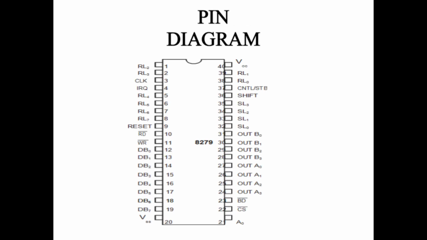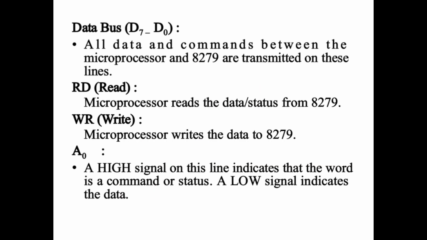So this is the pin diagram of the 8279. This IC consists of 40 pins, covering input, output, read, and write. Here, one by one, we describe the pins. Data bus D7 to D0: all data and commands between the microprocessor and 8279 are transmitted on these lines. The read pin is used by the microprocessor to read the data or status from the 8279. The write pin is used by the microprocessor to write the data to the 8279.